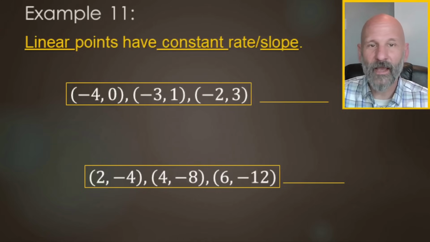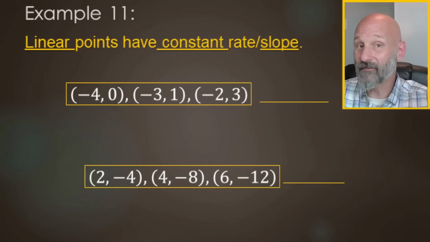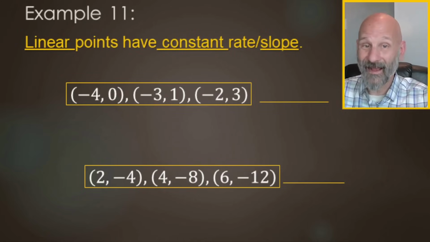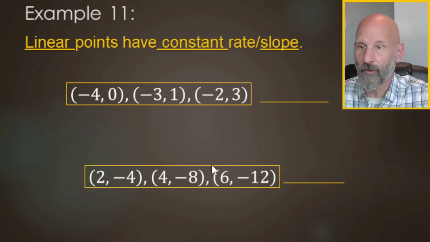So now when we look at identifying whether or not a list of coordinate points or ordered pairs has a constant rate or slope, we can do something similar to when we had it as a table, where we're just looking at the changes, okay? So here we go. Like the right-hand column on a table is over here.